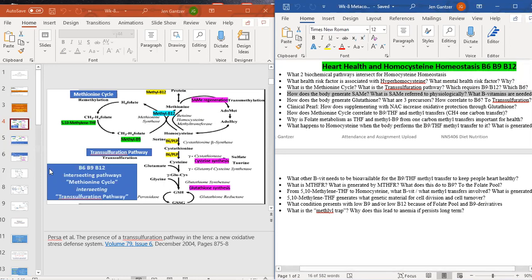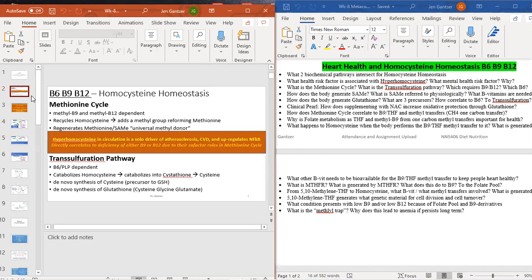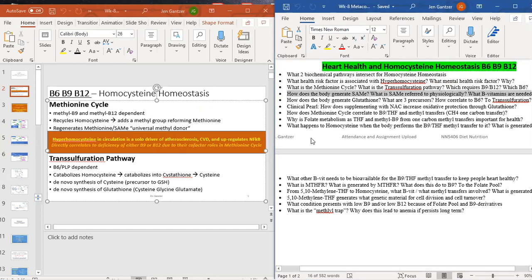What is SAMe referred to? That's your universal methyl donor. Okay, universal methyl donor. And then what B vitamins are needed? That is your B9 and B12 dependent pathway.